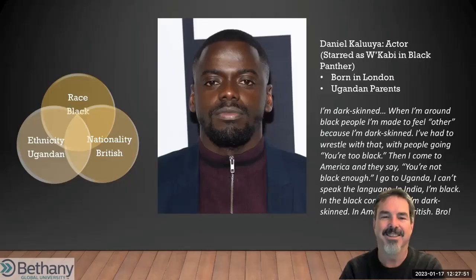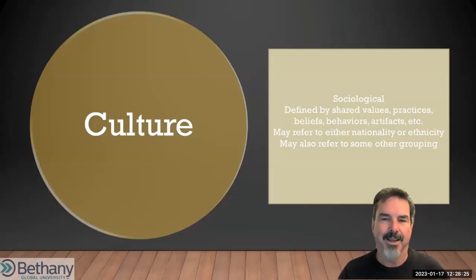So he has a nationality of being British, an ethnicity of being Ugandan, and a race of being Black. Those make up his identity and who he is. He's seen as all three of those. I liked his quote here that he can't win because of the way his ethnicity, nationality, and race interact with each other. And then lastly is culture.